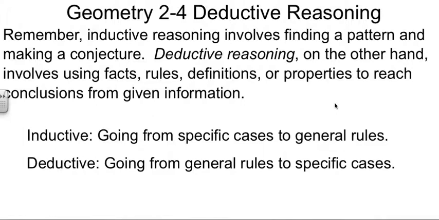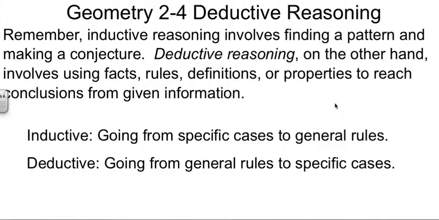Deductive is going from a general rule to the specific case. Saying something like, the first team to 25 wins. We were the first team to 25, so we win. The first team to 25 wins is a general rule for, in this case, volleyball. The specific case is we were the first one to get to 25, so we win.